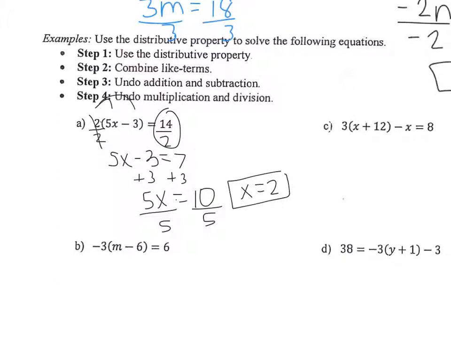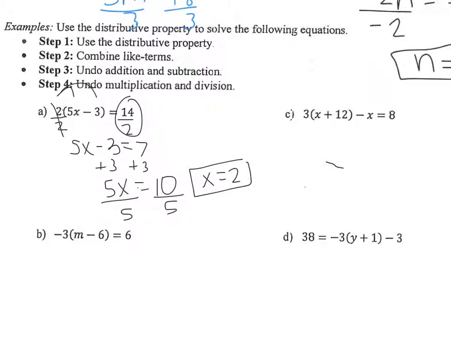Let's compare that to letter C over here. So if you look at this problem, I could divide by 2. This problem I can't divide by 3 because there's this negative x right here. I would have to divide that term by 3 as well. So I'm going to do the distributive property for this. So it's 3x plus 36, then minus x equals 8. Now I'm going to combine my x's.